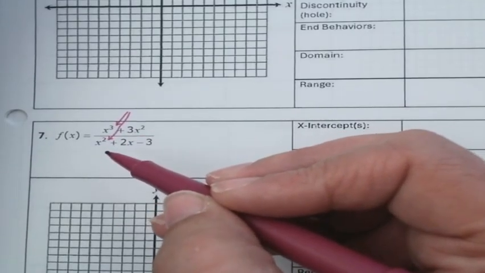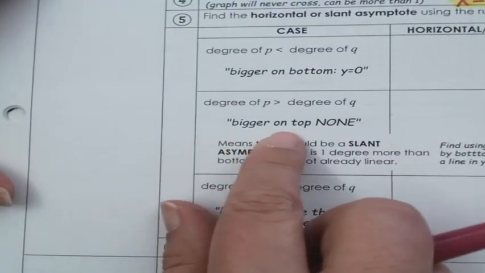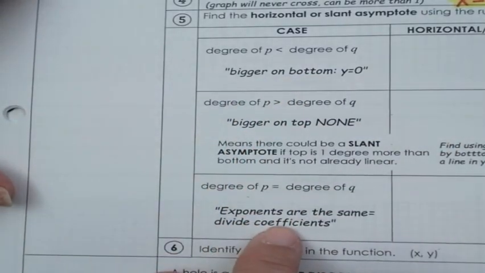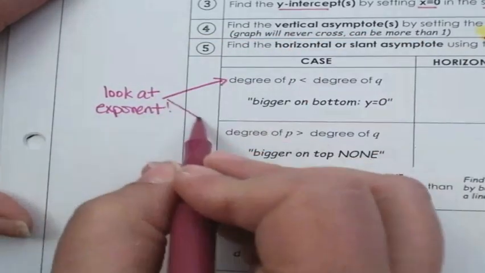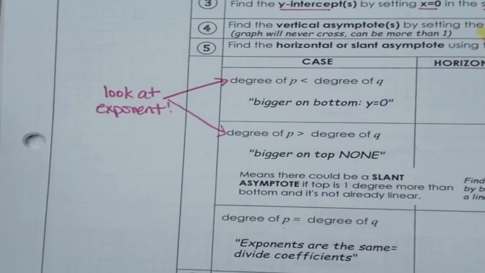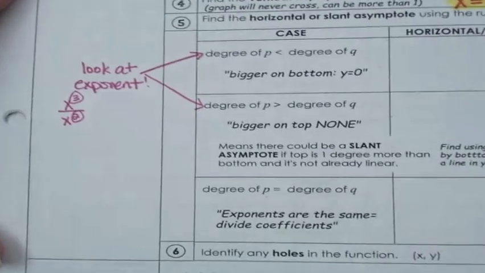So what we're comparing are that degree. We're either bigger on top, bigger on bottom, or they're the same. So that's your 3 different cases. You're either bigger on bottom, bigger on top, or they're the same. Okay, so I'm going to put over here for degree, this means look at exponent. Okay, so for the degree, that means you're looking at the exponent. You're looking at like x to the third over x squared. You're looking at this exponent.